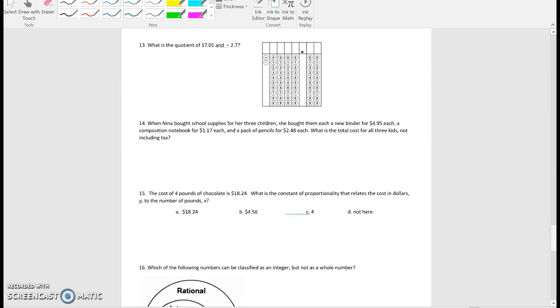Okay, so question 13. It says, what is the quotient of 17.01 and negative 2.7? So here obviously is our keyword, so think about that and pay attention to your numbers and their signs.